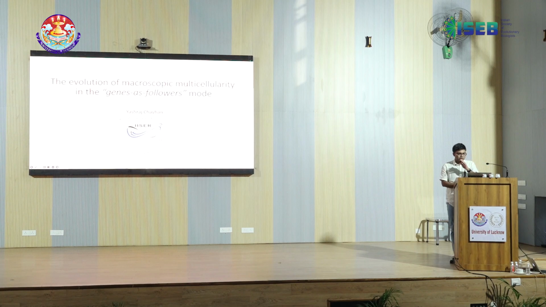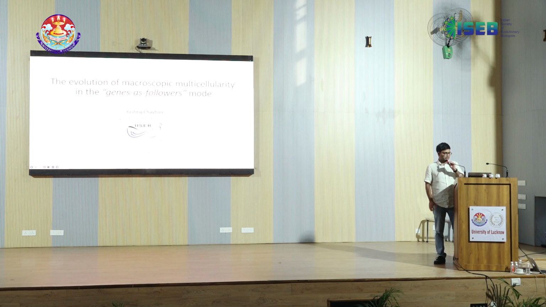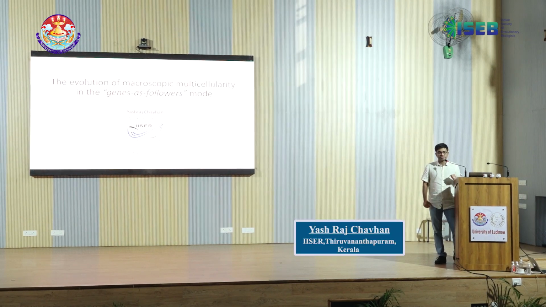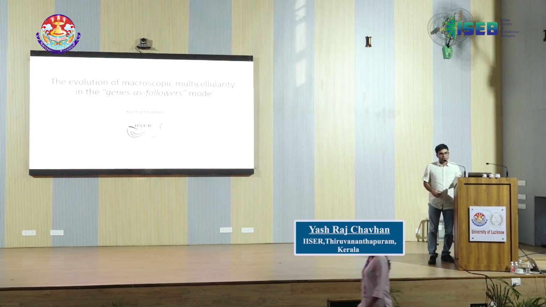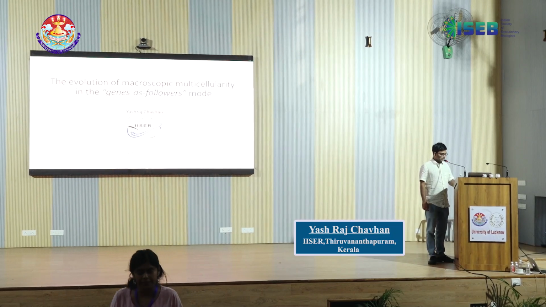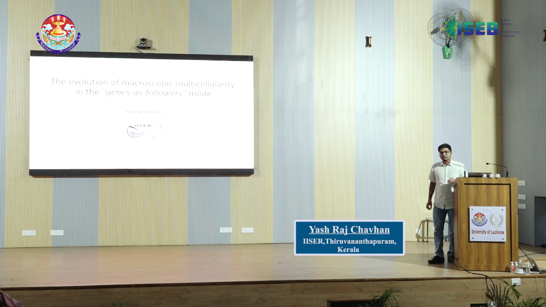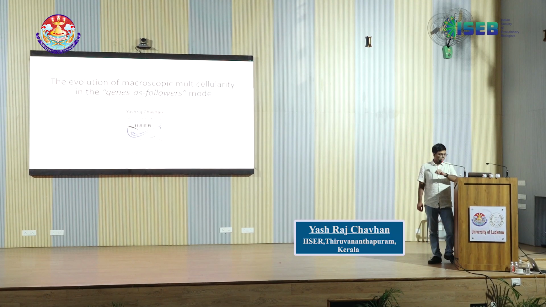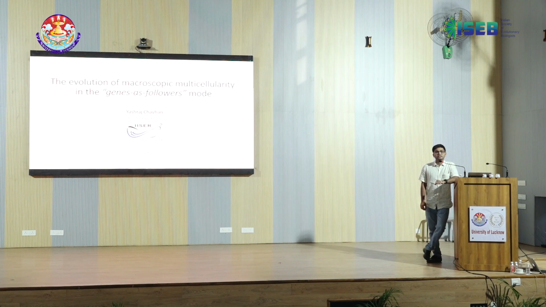Right. So today I'll be talking about a very important and so-called major transition in evolution, that from unicellular life to multicellularity. And I'm going to try to convince you about a very unconventional pathway of evolution where genes are not leaders but followers. So this would be the evolution of multicellularity, in which the genetic material kind of follows phenotypes which are induced by the environment.